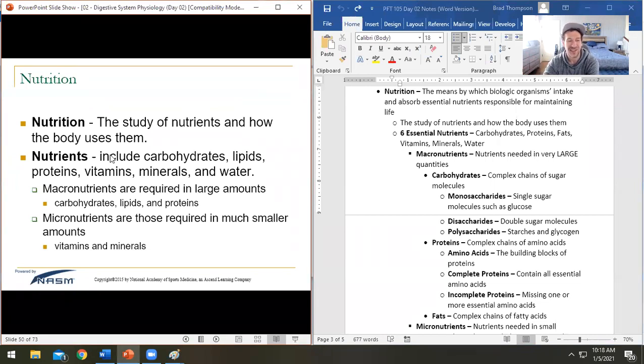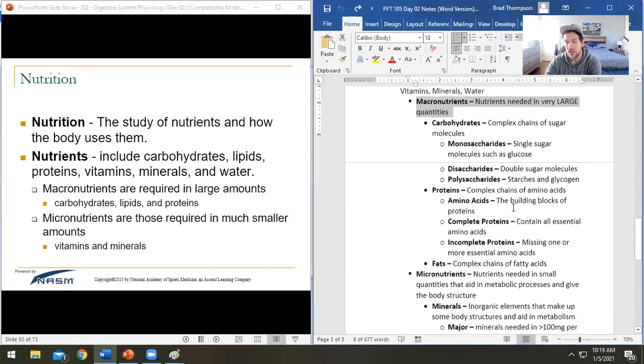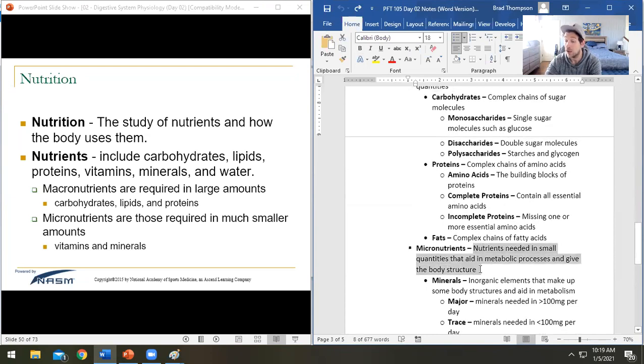But when we look at your nutrients, right? Those are your 6 essential nutrients. Macronutrients, carbohydrates, lipids, proteins, like I said, they are required in large quantities, right? So those are your macros. And then micronutrients, they are needed in small quantities.